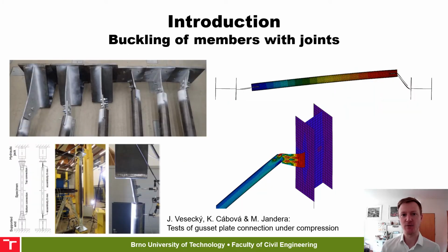Here is an example where the connection is difficult to design on its own. The compressed member bends the gusset plate, and when the member buckles, the bending load is more significant. Designing member together with joints brings safety.